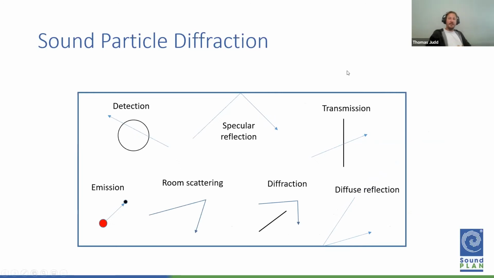So just a quick summary of everything that's in that method. So the classic ray tracing would involve emission, detection, specular reflection, possibly diffuse reflection as well. Bits, perhaps more modern additions, are the transmission, the room scattering, and most modern of all, the diffraction going in there.